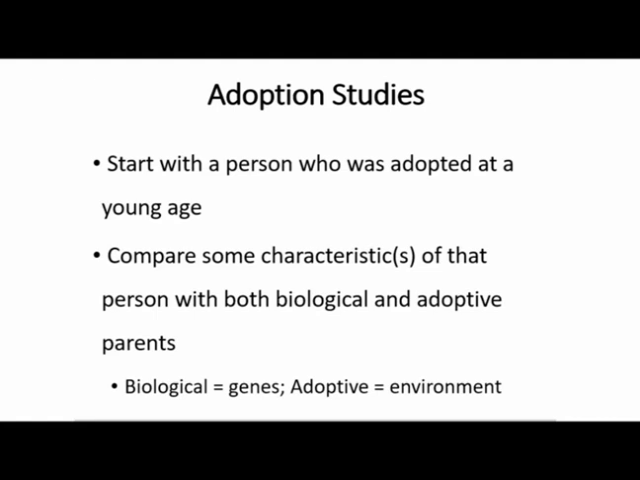does the biological parent have this trait as well, yes or no, we'd be looking at a likelihood or a concordance rate. How likely is it that both the child and the biological parent have the trait of interest? How likely is it that both the child and the adoptive parents have the trait of interest?